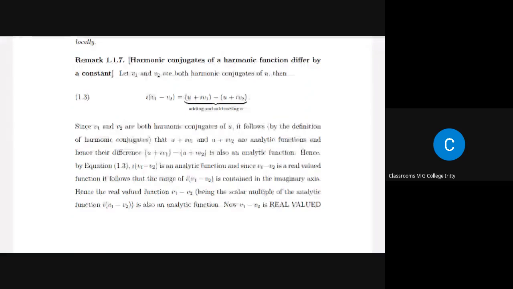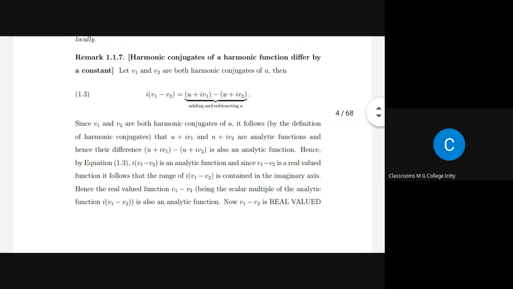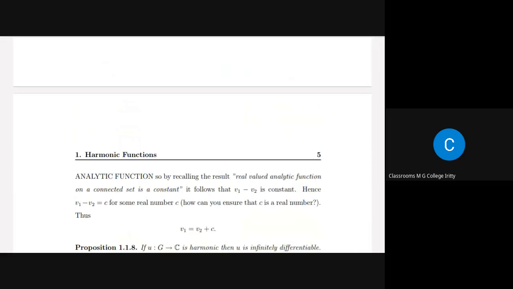So i times (v1 minus v2) is analytic. Since v1 and v2 are real, v1 minus v2 is also a real valued function. Then i times (v1 minus v2) is also analytic, since a scalar multiple of an analytic function is also analytic. Then we have a result that a real valued analytic function on a connected set is constant. So v1 minus v2 is constant. Then v1 minus v2 equal to c for some real number c.